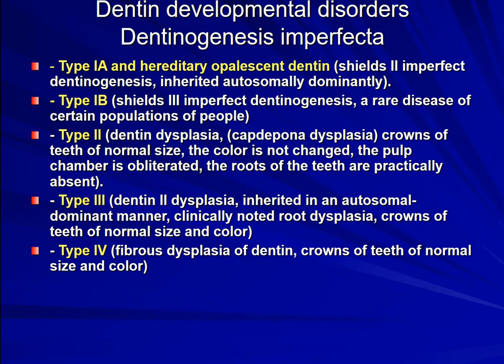The third type, dentin dysplasia second, inherited in an autosomal dominant manner, clinically noted root dysplasia, crowns of teeth of normal size and color. The fourth type, fibrous dysplasia of dentin, crowns of teeth of normal size and color.